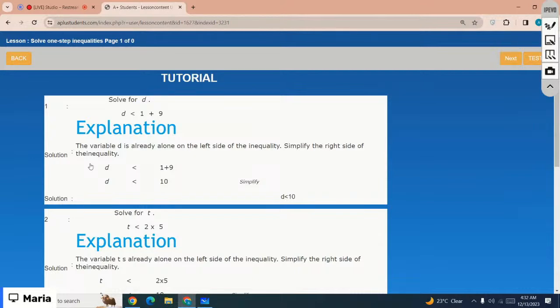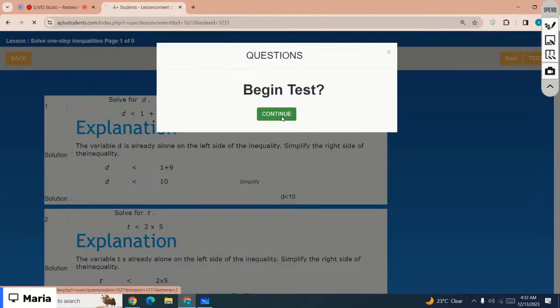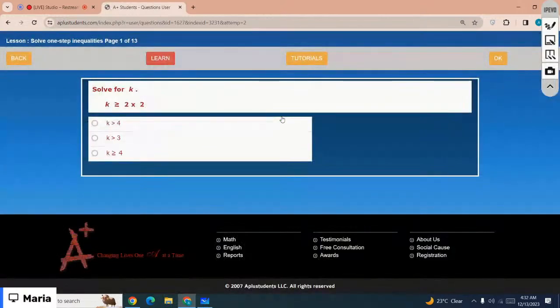Okay, solve for d. d is less than or equal to 1 plus 9. So you have to isolate the variable. That means the variable must be on one side and the rest of the things are on the other side. But here you already have d alone, right? You need to add 9 plus 1. So 9 plus 1 is 10. If you have some number with d, you need to move it to the other side, right? Here the variable is already isolated, right? Isolated means on the one side you just have a variable.